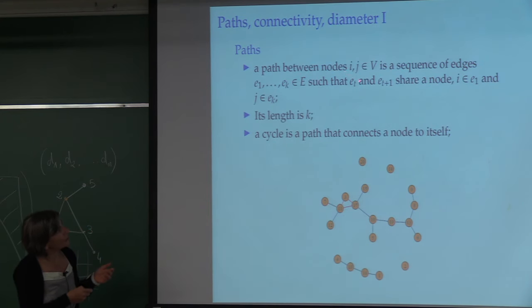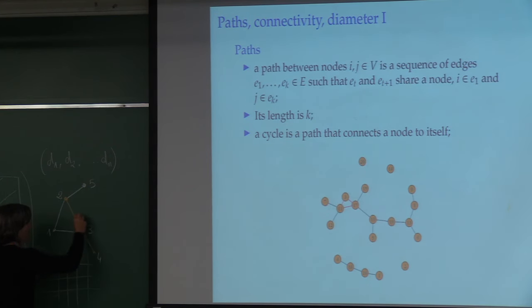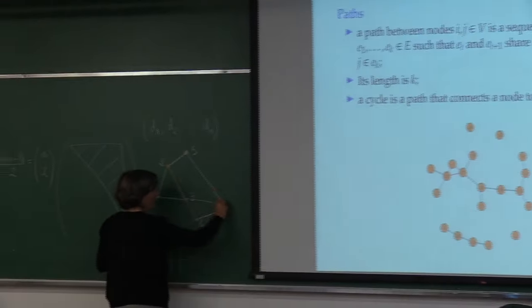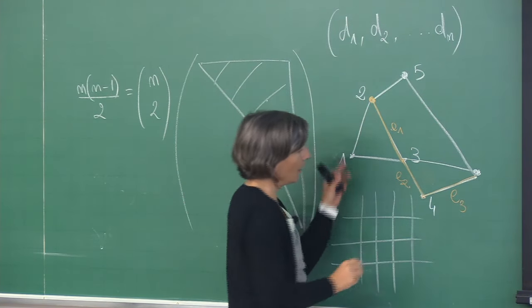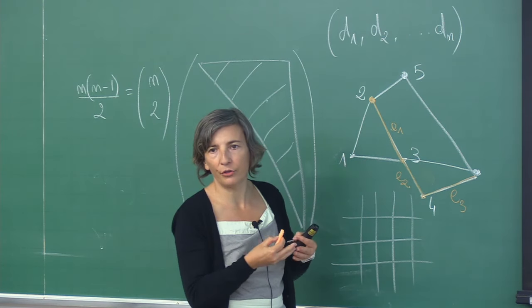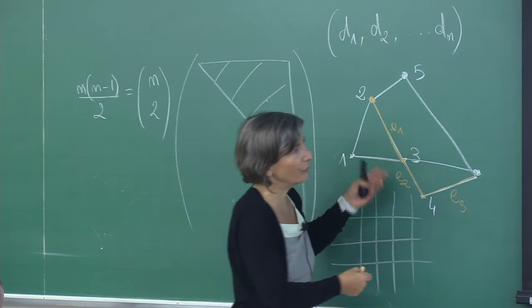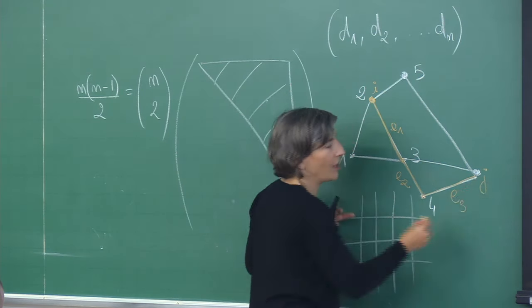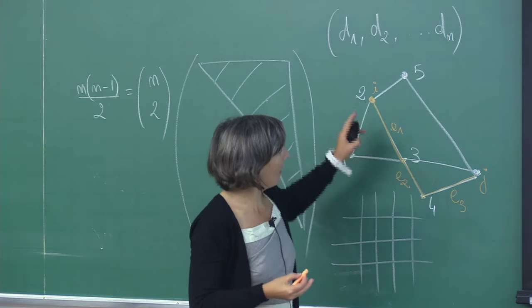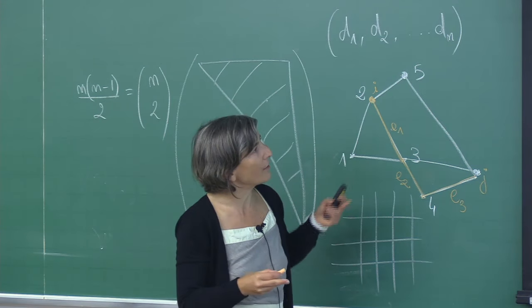A path between two nodes i and j is just a sequence of edges such that E_t and E_{t+1}, the next one, share a node. So for instance, this is E1, this is E2, and E1 and E2 share the node number 3. And I could go there, this is E3. So this is a path of length 3. Every two successive edges share a node, meaning that I can go from one node to another following that path. I start at some point i, and I stop at some point j. This is a path between i and j. Its length is just the number of edges in that path, so here it's 3.